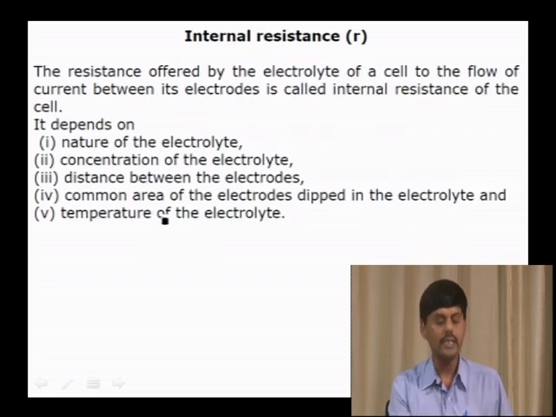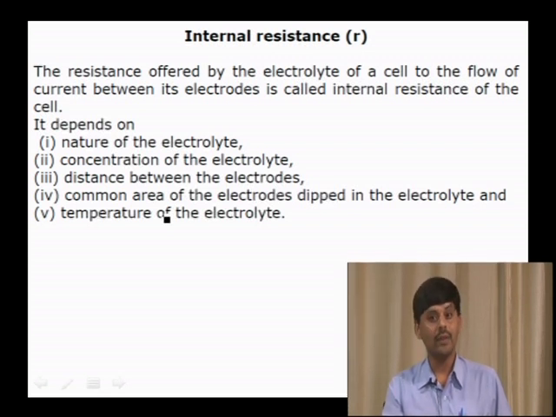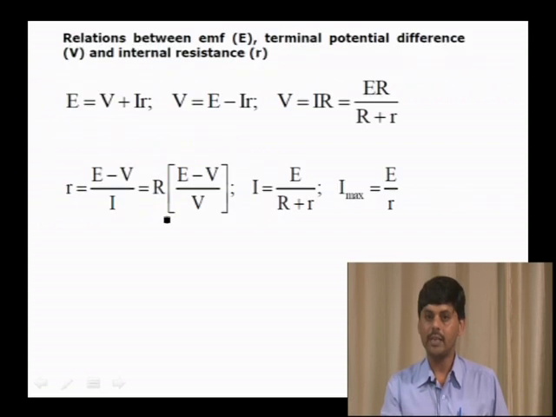This internal resistance of a cell depends on 5 parameters. Number 1 is the nature of the electrode, concentration of the electrolyte, distance between the electrodes, area of the electrodes, and temperature. Because of all these points, the internal resistance depends.